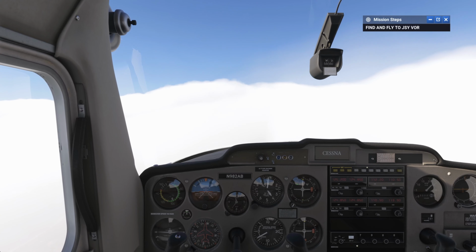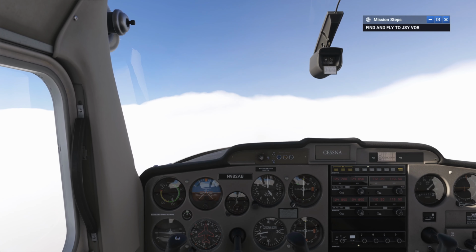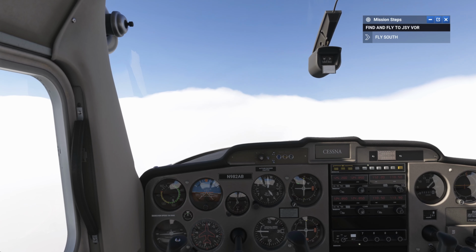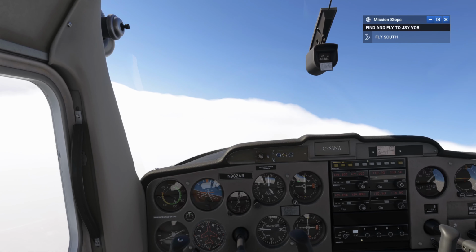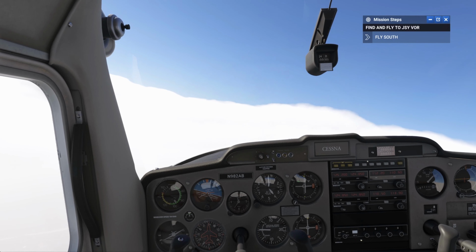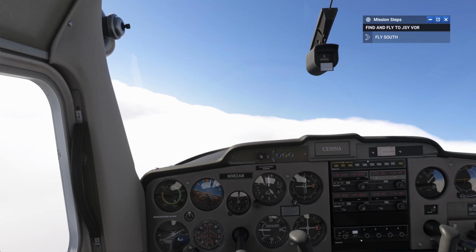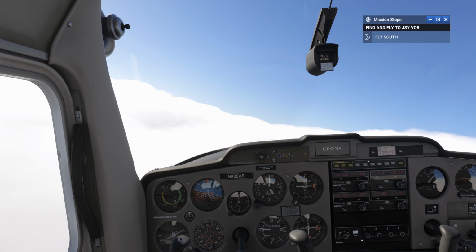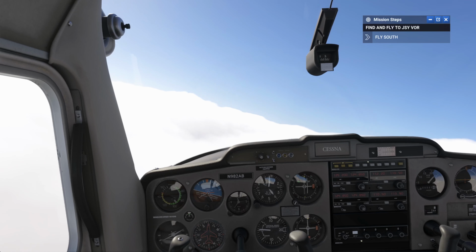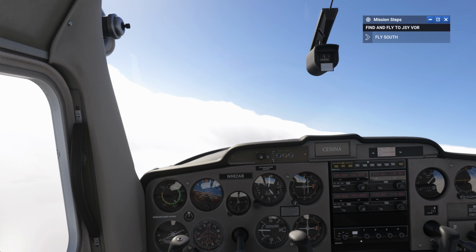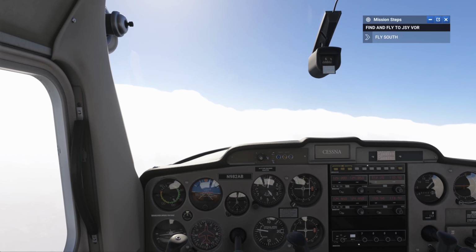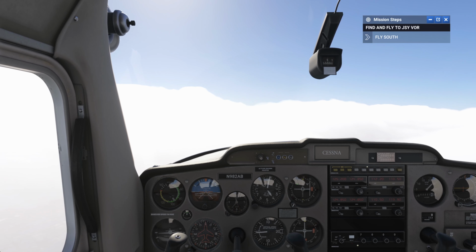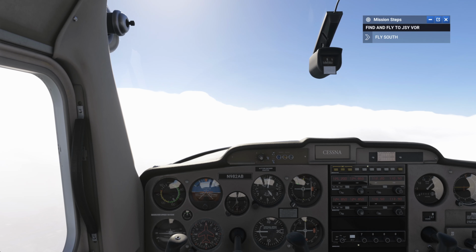We will now leave this radial. Please make a left turn to heading 180. Fly south 180, 17 degrees bank. Continue on this heading for a short while. We're going to gain some distance from the VOR and then practice what we have learned.